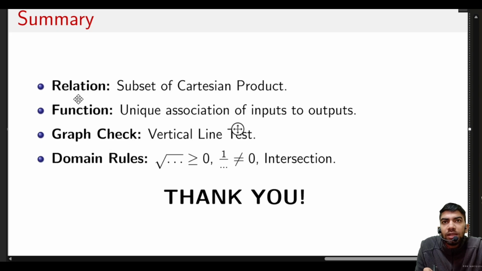We explained relations, functions, the graph check of whether this is a function or not, and the domain rules.